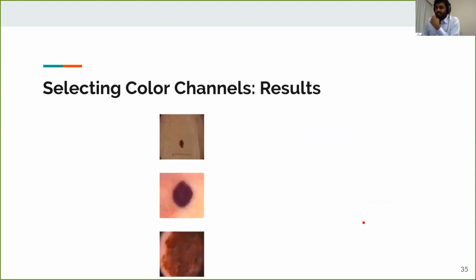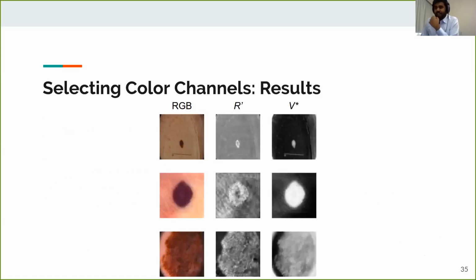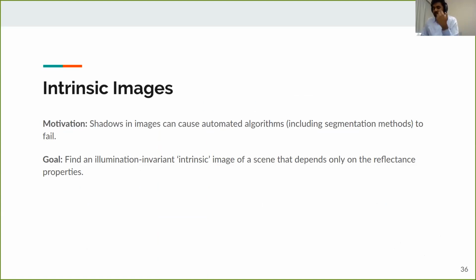For three skin lesion images, they're RGB images, and here are their R dashed and V star outputs. Next, we want to address the problem of shadows in skin lesion images, because the presence of shadows in images can cause automated segmentation algorithms to degrade in performance. And the goal here is to find an illumination invariant image, also known as an intrinsic image, which is dependent only upon the reflectance properties of the scene being here the skin lesion.